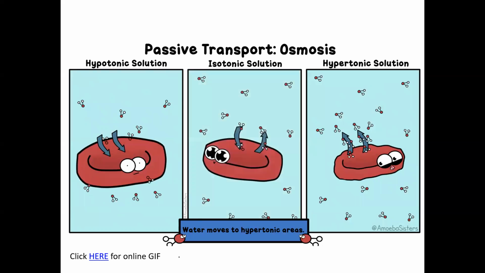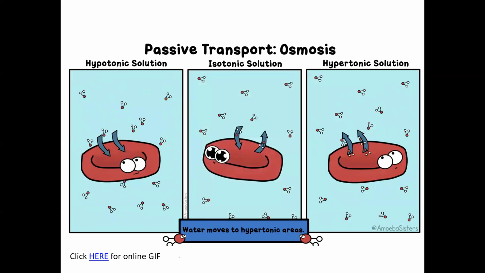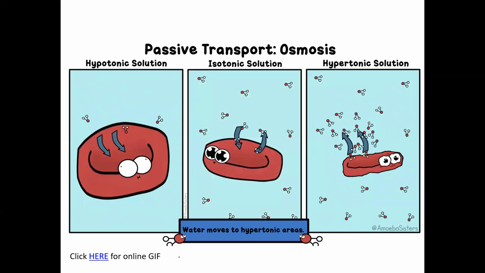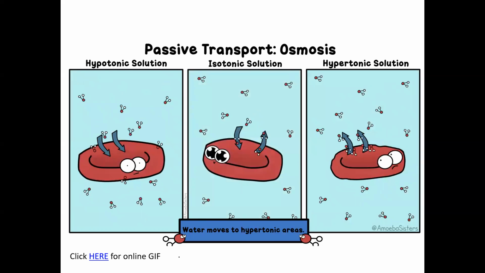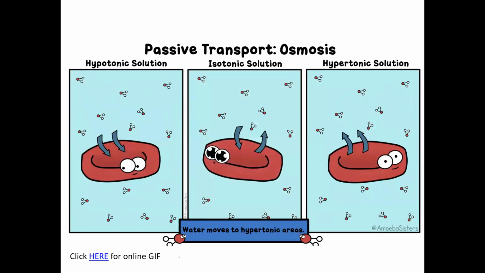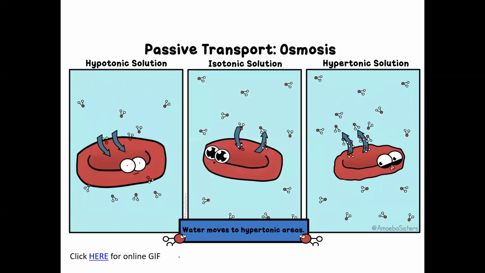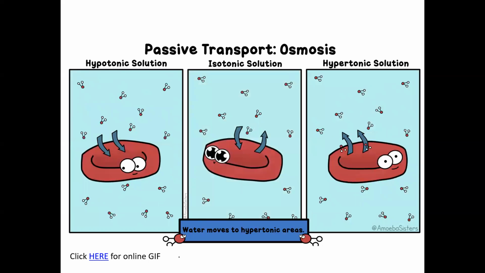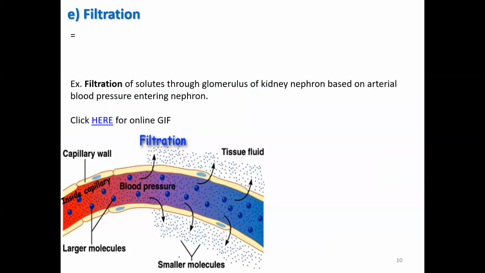So to keep your cells nice and happy, you want isotonic, where everything is the same on either side of the membrane. Water will not move if there's no concentration gradient of solutes. You stop osmosis from happening. All right. Now, filtration is the last form of passive transport.